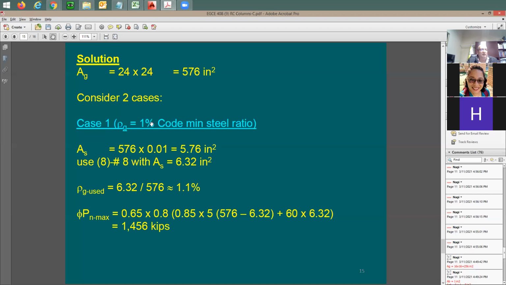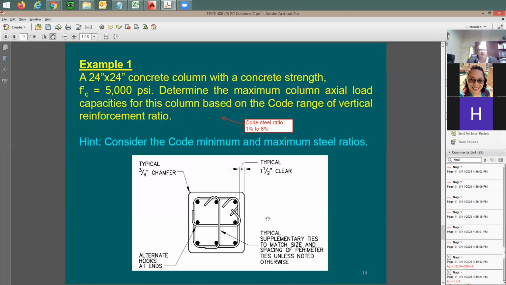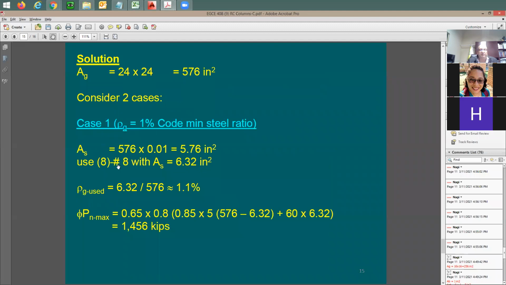1%. I will try number 8. Why do I need 8 rebars? Because in a case like this, you cannot have less than 8 rebars. Look at this, 24 by 24 inch. You cannot have less than this number of rebars. You're going to have 1 rebar at each corner and 1 rebar in the middle. Otherwise, the distance here is going to be big, right? So you're going to be going here with 8 rebars.